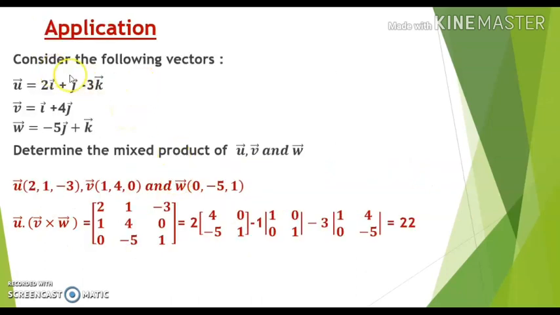Let's go to an application. Consider the following vectors: u defined by 2i plus j minus 3k, v equal to i plus 4j, and w equal to minus 5j plus k. The question is to determine the mixed product of u, v, and w in this order. So, u is (2, 1, minus 3), v is (1, 4, 0), and w is (0, minus 5, 1). We need to calculate this mixed product, so we put u dot v cross w, and put these three vectors in the form of a matrix, u, v, and w, and by calculation we get that this mixed product equals 22.